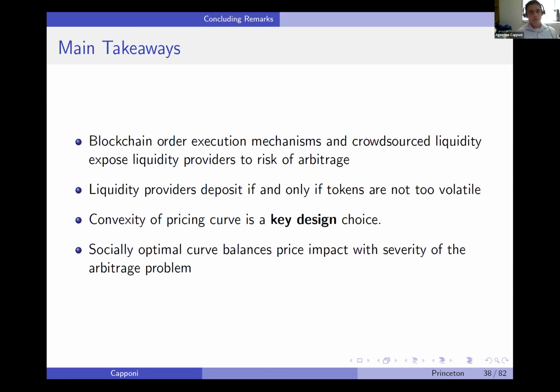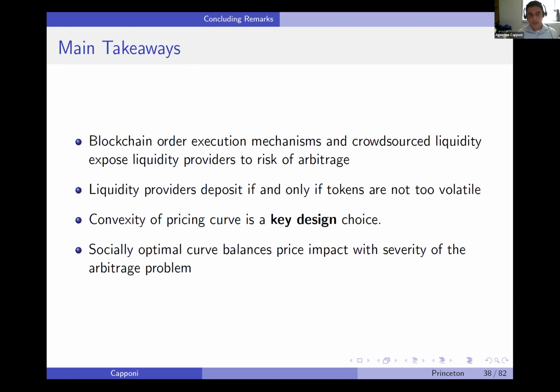The main point here is to show that the current design of these decentralized exchanges is problematic, in the sense that the pricing function exposes the liquidity providers to a substantial risk of arbitrage, and that's the reason why some of these exchanges are not widely adopted. The ones that are currently more adopted are the ones that manage stable pairs, precisely because there is less arbitrage to exploit.